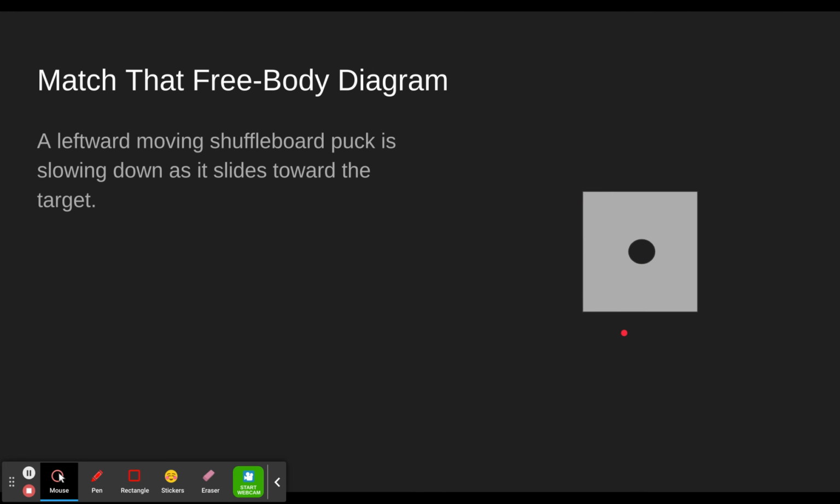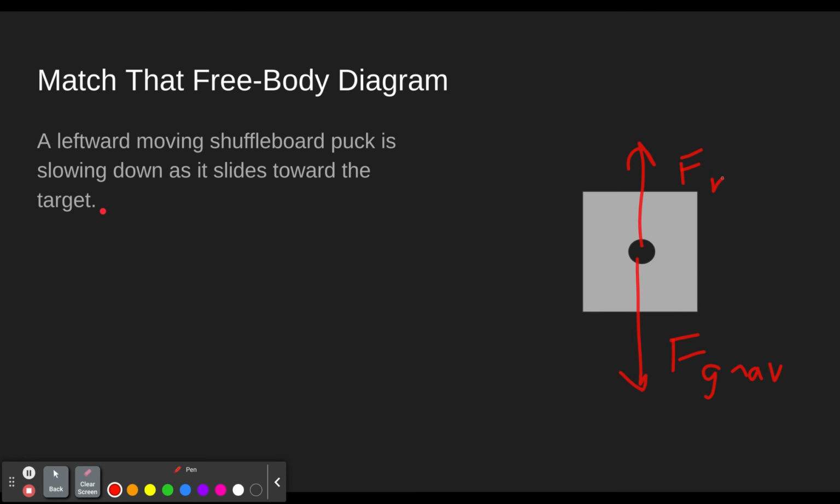A leftward moving shuffleboard puck is slowing down as it slides toward the target. Well, we know there's always gravity, the force of gravity. And we know that this is not changing speed up or down. So since it's sliding along the cement, the normal force must be the same as gravity. Once again, look for the same number of little hash marks, meaning that both of those are two segments long.